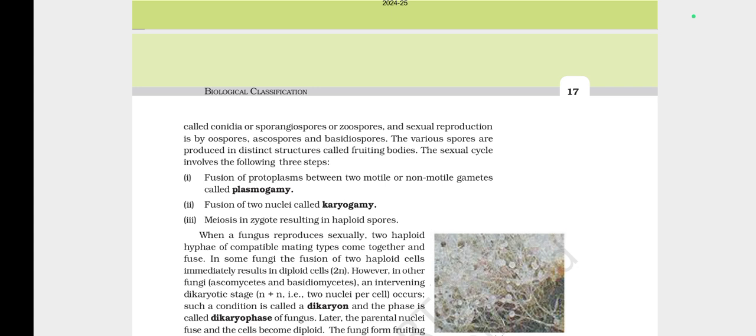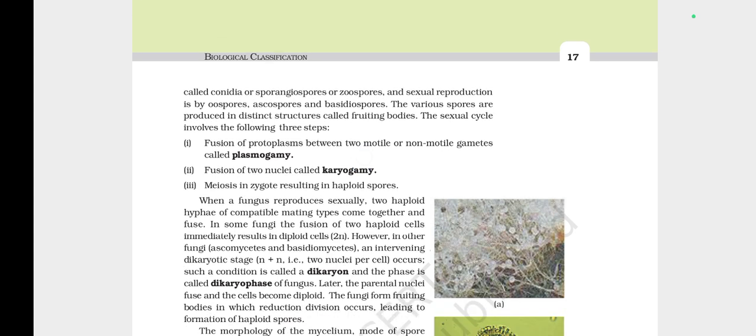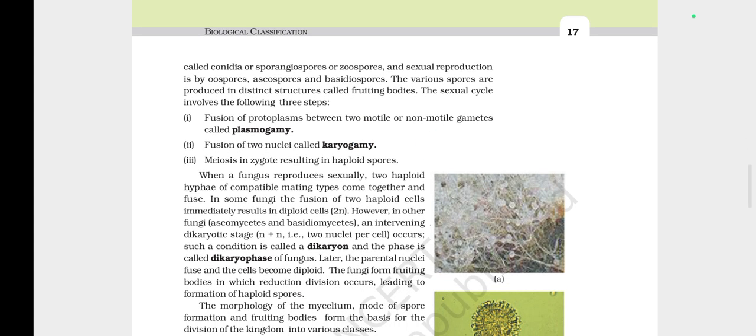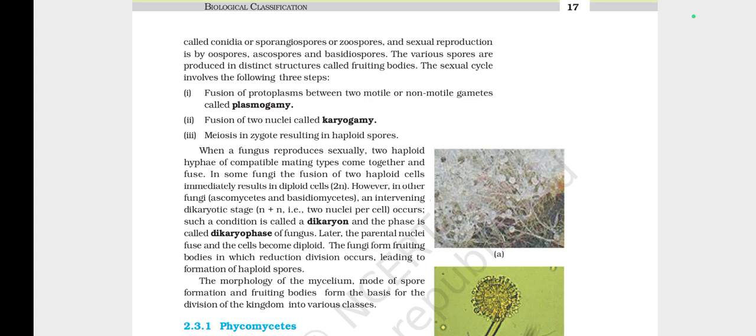The first step is fusion of protoplasm between two motile or non-motile gametes, called plasmogamy. Fusion of two nuclei is called karyogamy. Then meiosis occurs in the zygote. When a fungus reproduces sexually, two haploid hyphae of compatible mating types come together and fuse. In some fungi, fusion of two haploid cells immediately results in diploid cells.